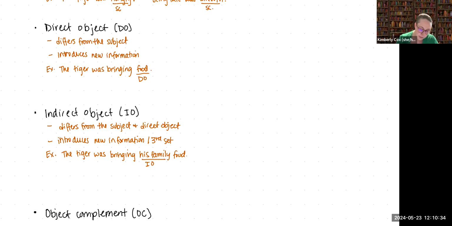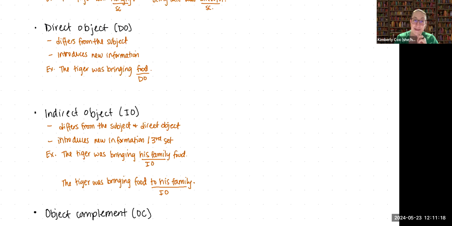So otherwise, the way we would have to say this is the tiger was bringing food to his family. So if the indirect object follows the direct object, it will almost always have a preposition along the lines of to, right? As a means of introducing that third bit of information. And again, the tiger is distinct from the food and is distinct from the family. So we have three sets of information. Okay. And that's what really distinguishes the indirect from the direct object.